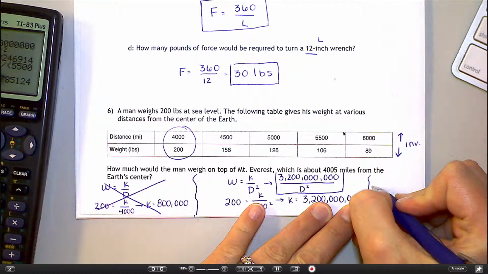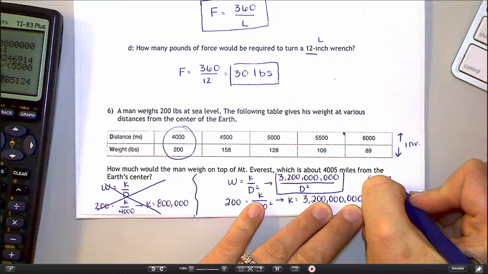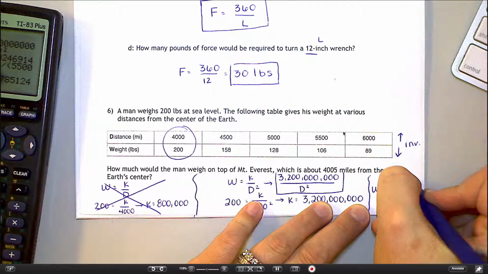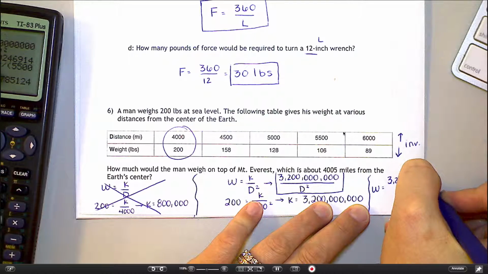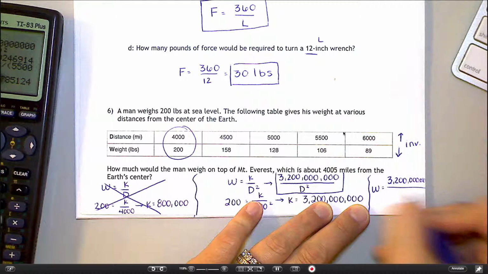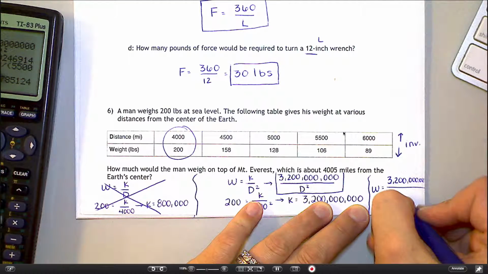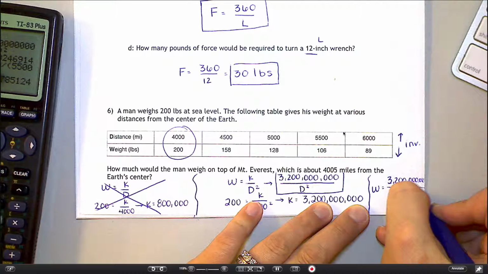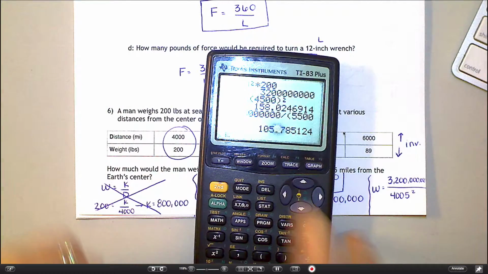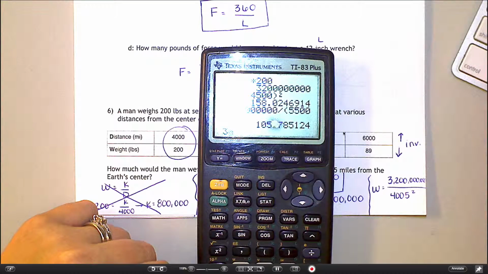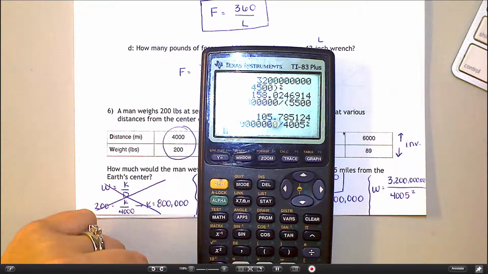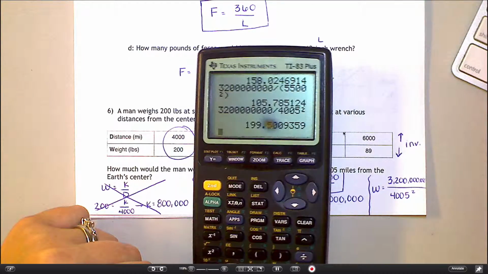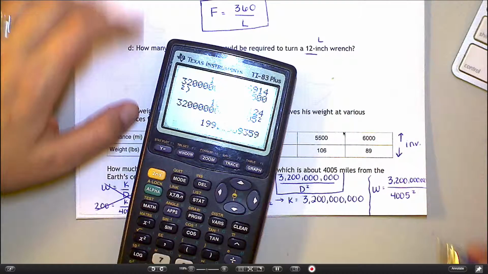But to solve that, we would go, oh, I should really write this in scientific notation or something. Big crazy number divided by 4,005 squared. Okay, 3,200,000,000 divided by 4,005 squared. And I get 199.5.